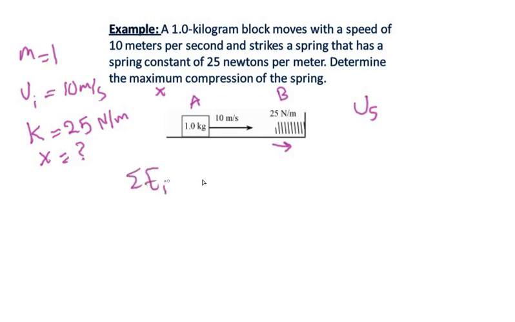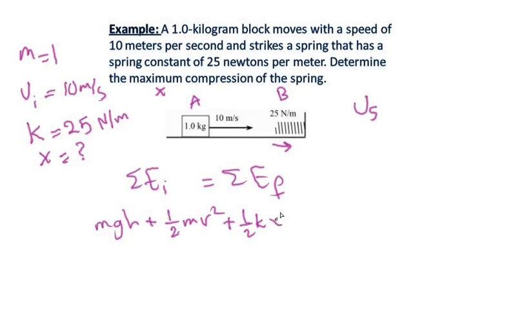Sigma E initial equals sigma E final. Sigma E initial is mgh plus half mv squared plus half kx squared. This is US, this is UG, and this is KE. And this is equal to half mv squared plus half kx squared plus mgh. There is no change in the height, so mgh is the same at both points. So we can cancel it out.